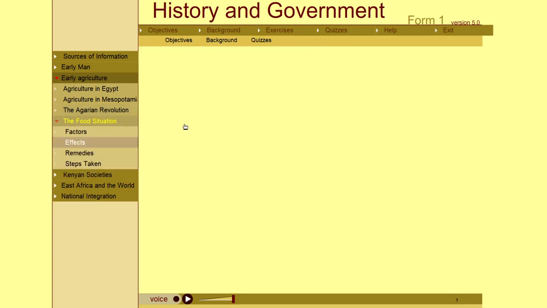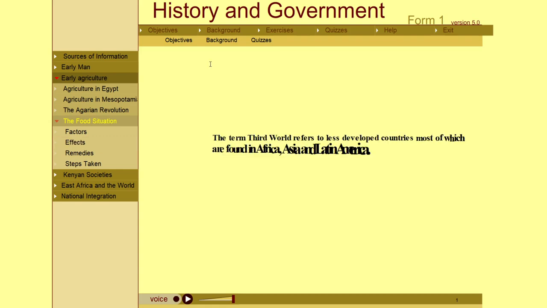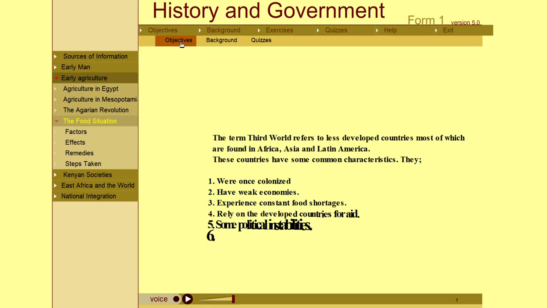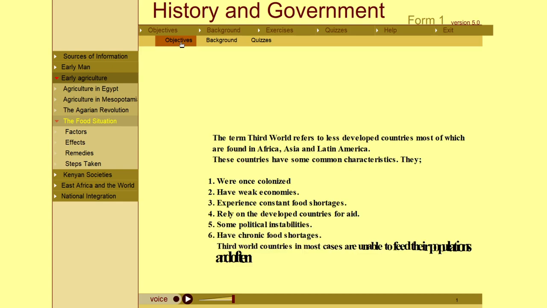The term Third World refers to less developed countries in Africa, Asia, and Latin America. These countries have common characteristics such as: 1. They were once colonized. 2. They have weak economies. 3. They are characterized by constant food shortages. 4. They rely on the Western countries for aid. 5. They are characterized by political instabilities. And 6. The third world countries have chronic food shortages.